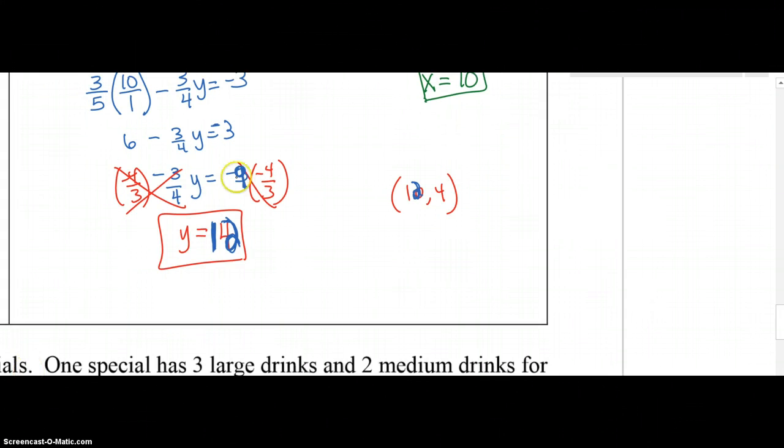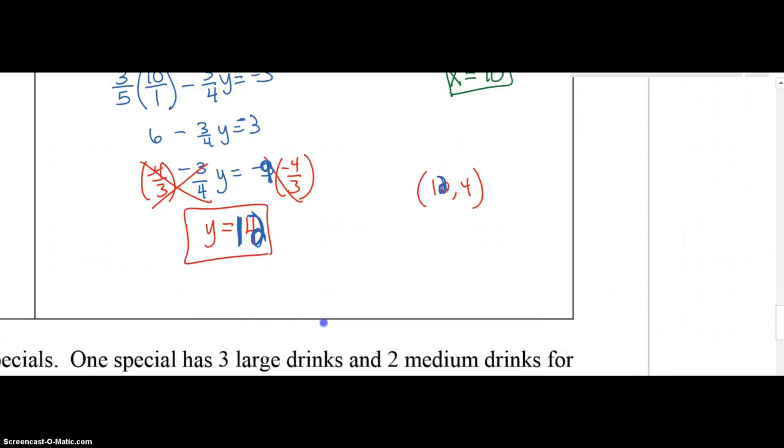Okay, so I did make that change here. This was supposed to be a negative 3, so that would make that negative 9. It changes things just a little bit because of that little negative.